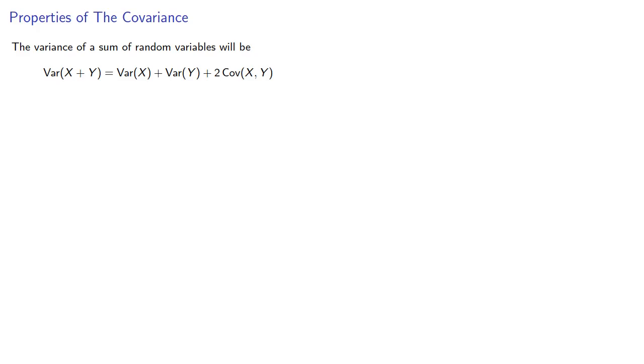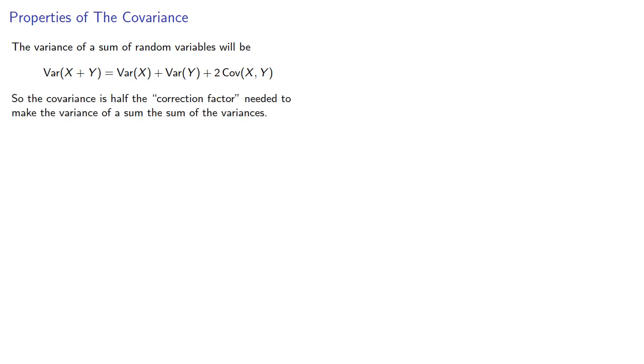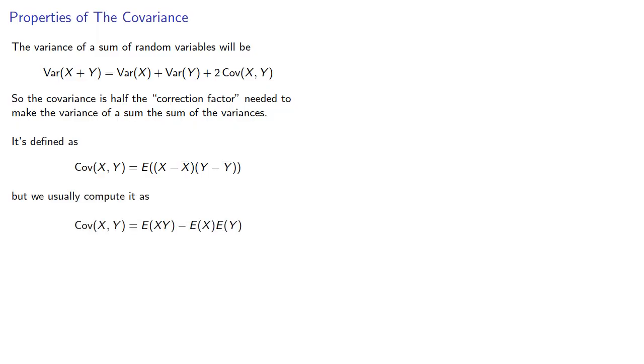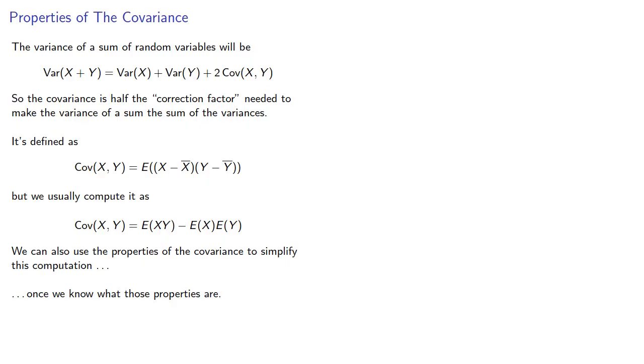The variance of a sum of random variables will be... so the covariance is half the correction factor needed to make the variance of a sum the sum of the variances. It's defined as the expected value of the product of the variations from the mean, but we usually compute it as the difference of the expected value of the product and the product of the expected values. We can also use the properties of the covariance to simplify this computation once we know what those properties are.